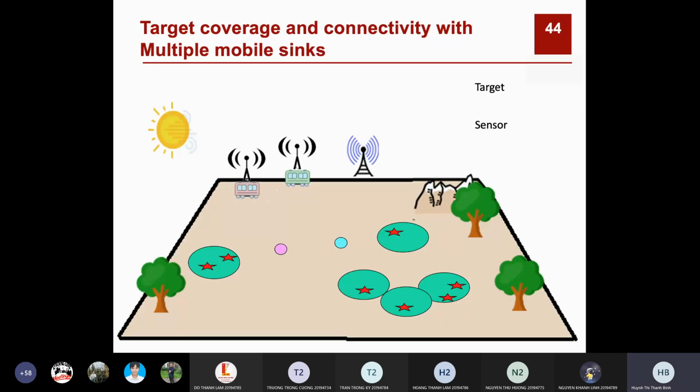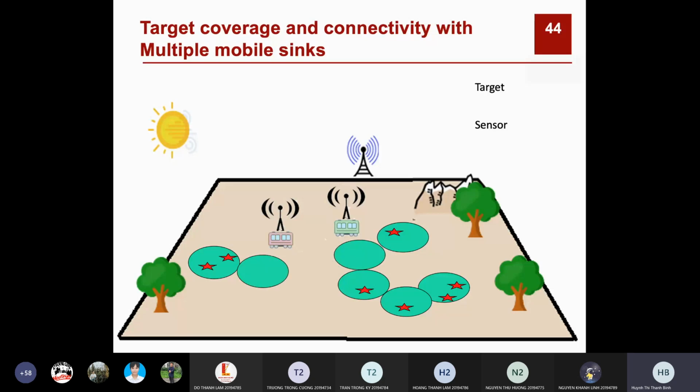In this picture, we will use a mobile sink. It can be moved to another place to provide energy for the sensor network, so we do not need to connect to the base station. For example, you have two mobile sinks that can be moved. So the question is how many sensors you need and where to put them so that all targets will be covered by at least one sensor and the connectivity of all the sensors is ensured.